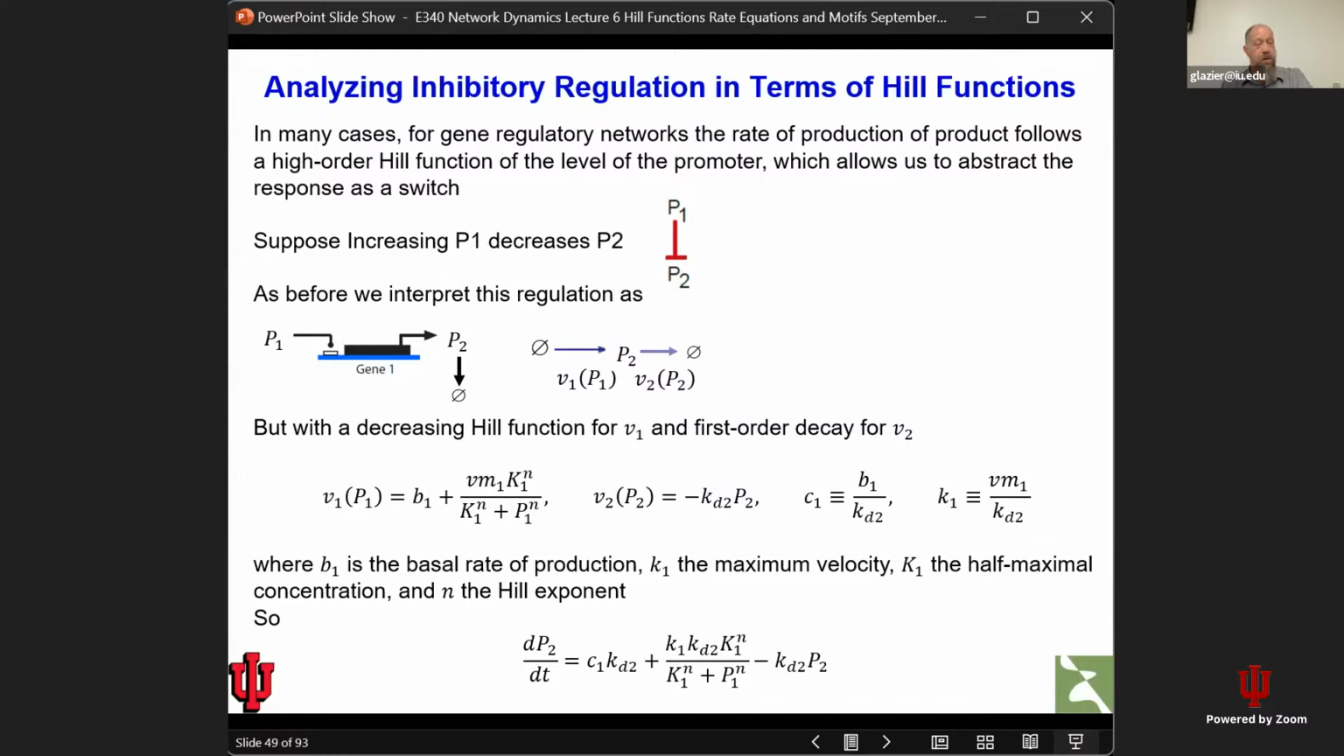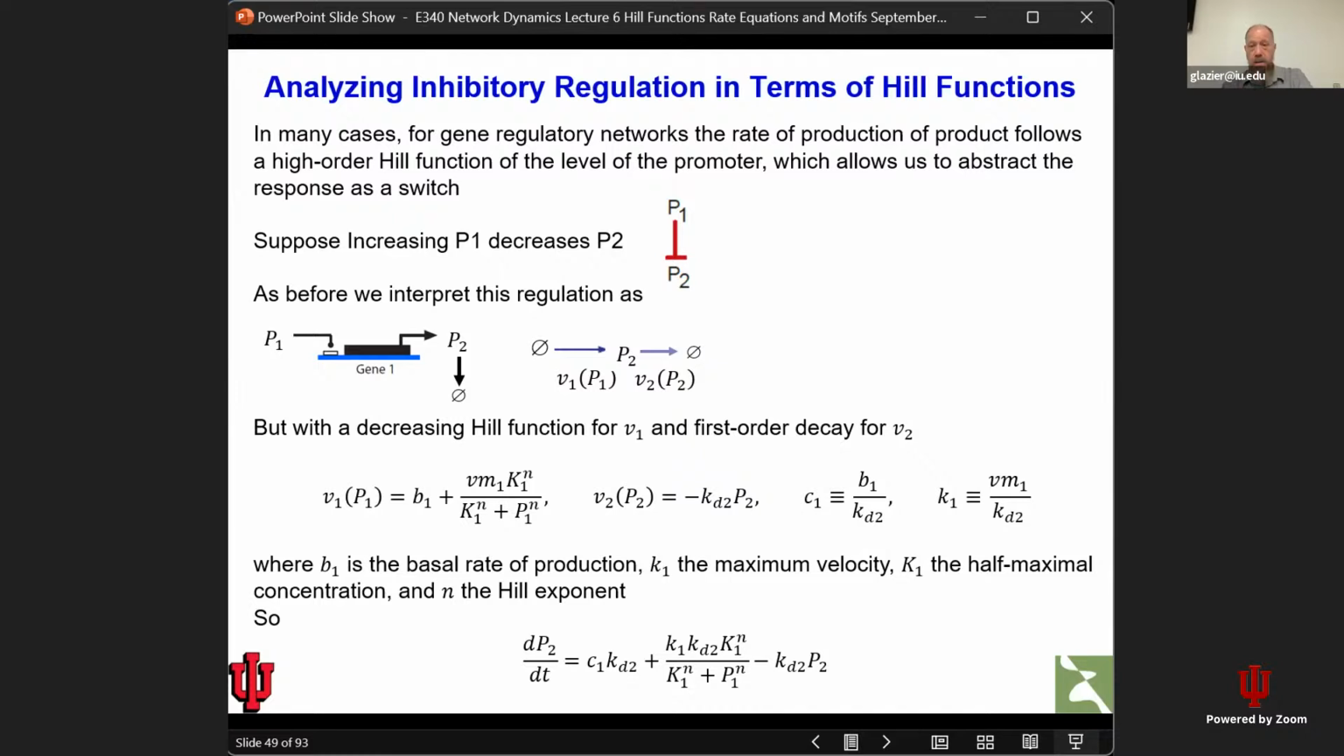Okay, for our inhibitory reaction, it looks exactly the same. Here, P1 is inhibiting P2. This is translated into nothing goes to P2. P2 decays to nothing. And in this case, we have a decreasing Hill function. In this case, B1 represents the rate of production of the gene, even if there's a lot of inhibitor, because our inhibitor is never completely successful at turning the gene off. And as before, we have first order decay. The rate of decay is linear in the amount of chemical.